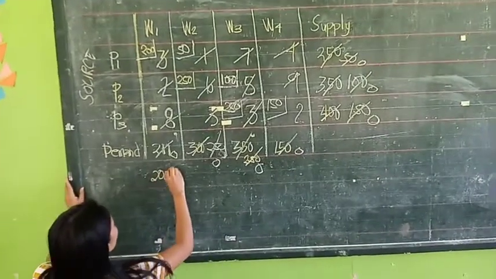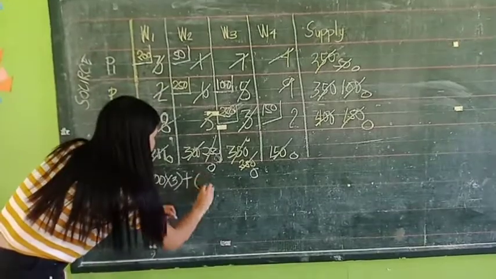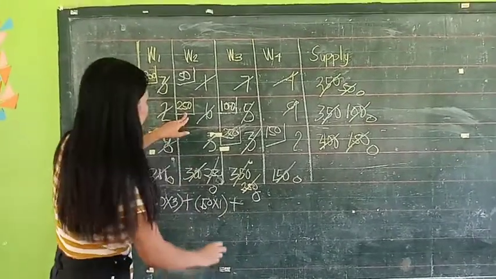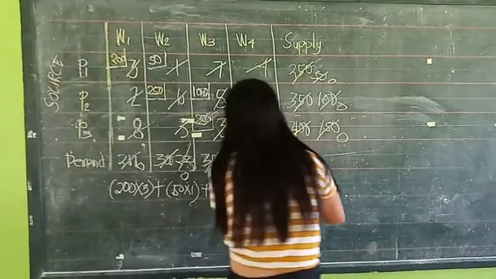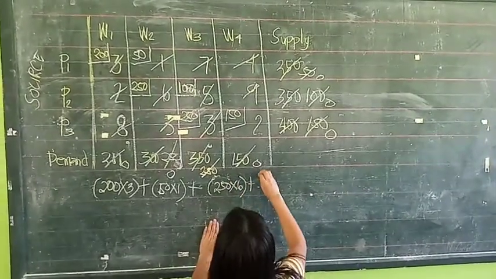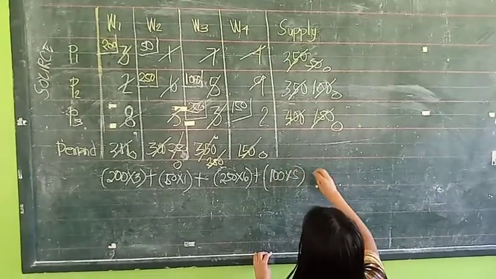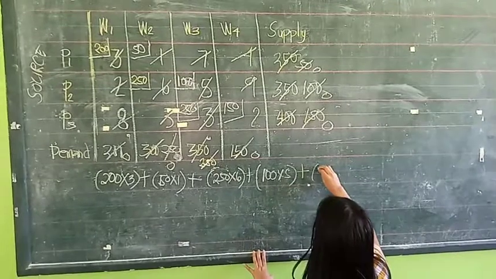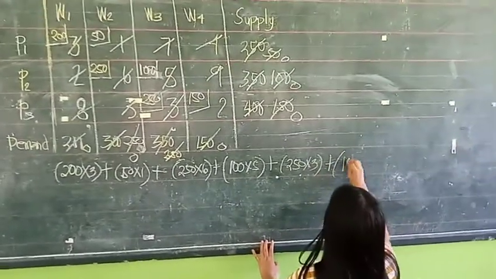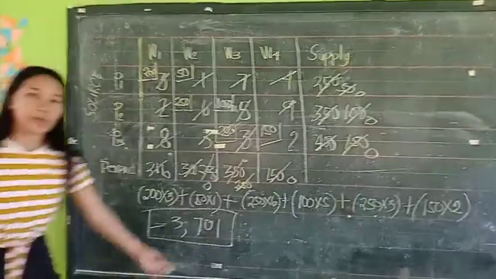200 by 3 we need to solve. Then 50 by 1, plus 250 by 6, plus 100 by 5, and 250 by 3, and last is 150 by 2. This gives the value of the northwest corner method.